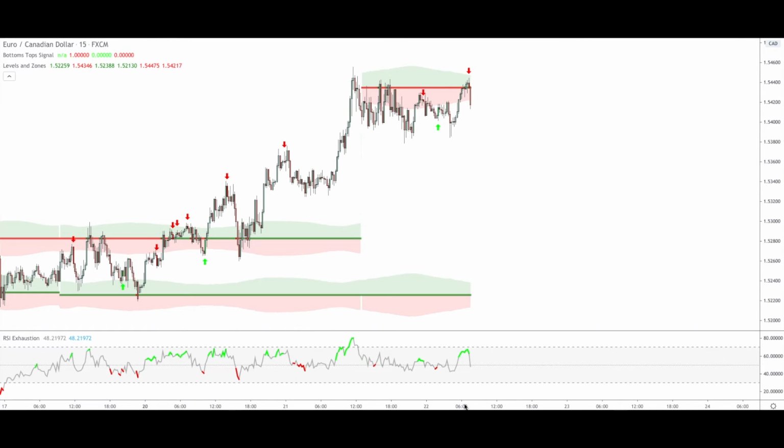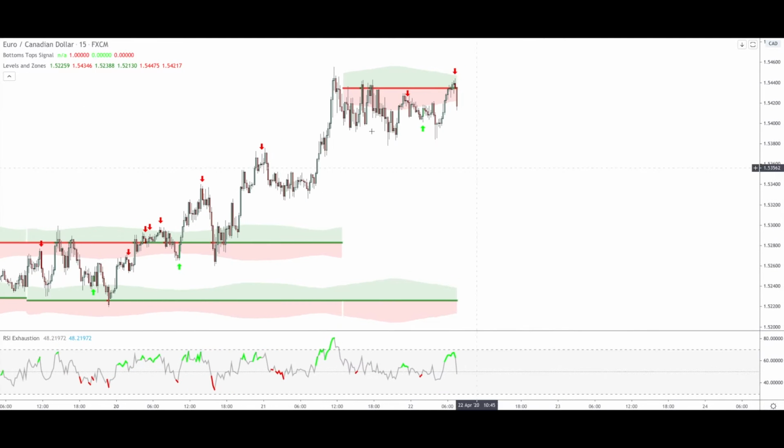Today I'm looking at the Euro Canadian dollar on the 15 minutes time frame, and I'm using three indicators: the bottom stop signal and the RSI Exhaustion to build my setup, and the levels and zones for the extra confirmation. So what I'm looking at is this very interesting price action here. We have a kind of a sideways movement.